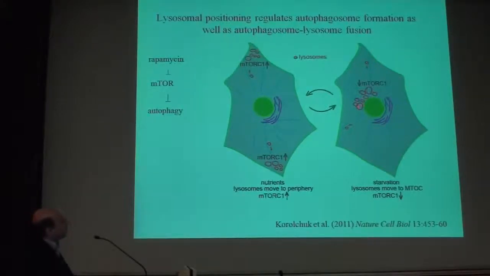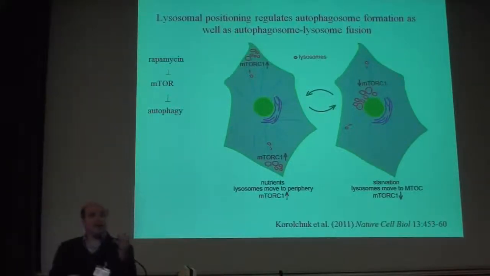So we found that if one clusters the lysosomes very tightly around the microtubule organizing center, one decreases the activity of the target of rapamycin complex and thereby induces autophagy. And one does this by increasing the rate of formation of autophagosomes. But in order for autophagy to work properly, you don't only have to increase the rate of formation of autophagosomes, you've also got to increase the rate of delivery and fusion of the lysosomes.